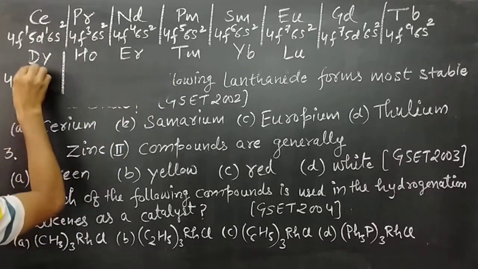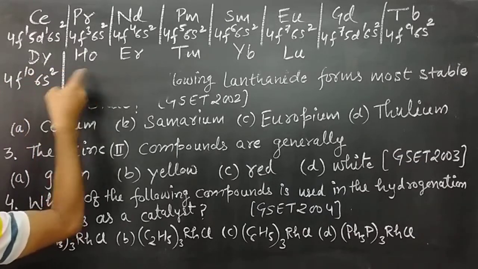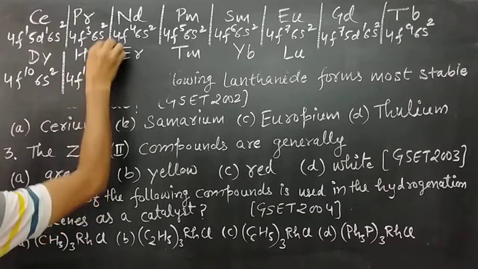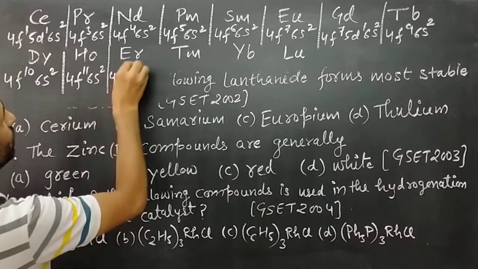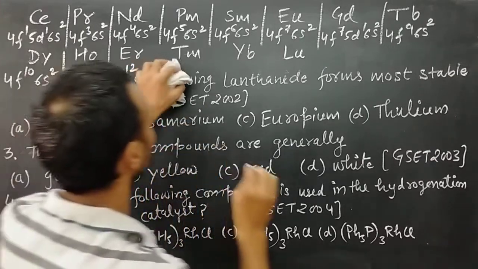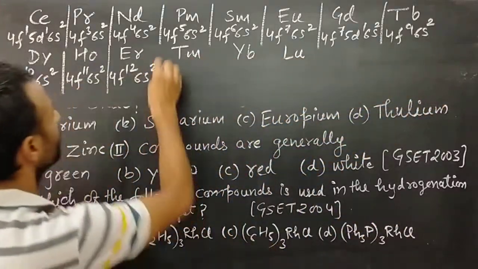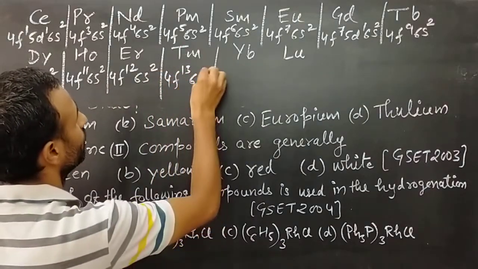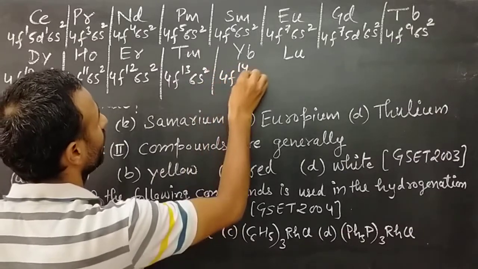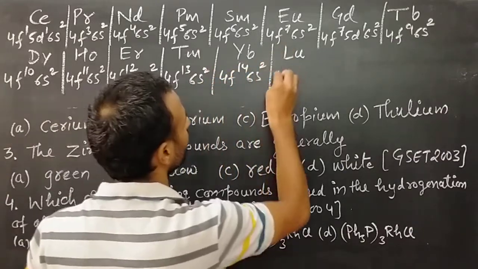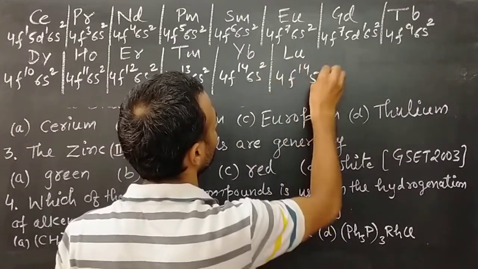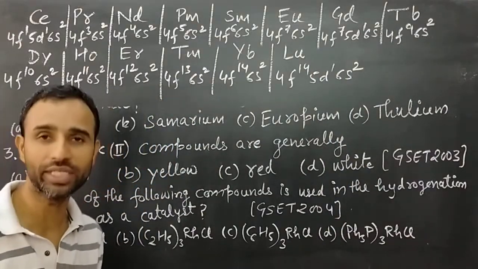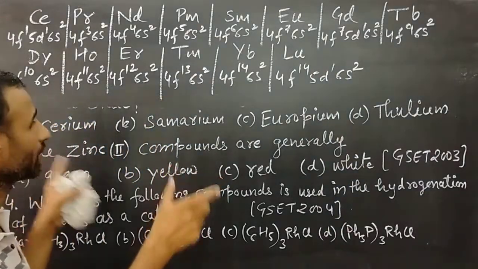Dysprosium is 4f10, 6s2. Holmium is 4f11, 6s2. Then 4f12, 6s2, then 4f13, 6s2, then 4f14, 6s2, and finally 4f14, 5d1, 6s2. So if you know the electronic configuration, you can easily determine which of the following is most stable in the +2 state, the divalent ion.